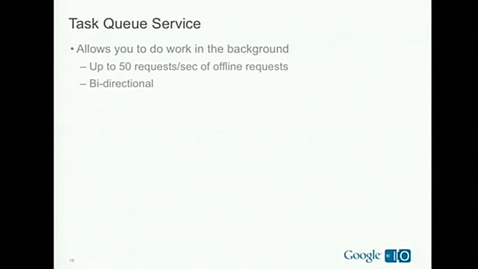It allows you to do work in the background, asynchronously and dynamically. So you can create task queues on the fly, and tasks on the fly, in response to whatever. You can have up to 50 requests per second on tasks, and bidirectional is wrong in that slide. This works in the dev app server.